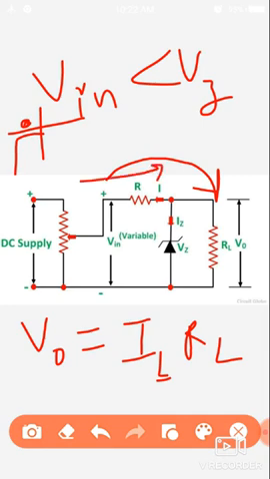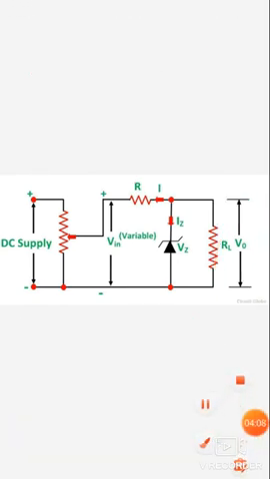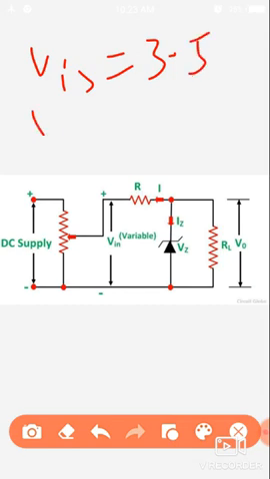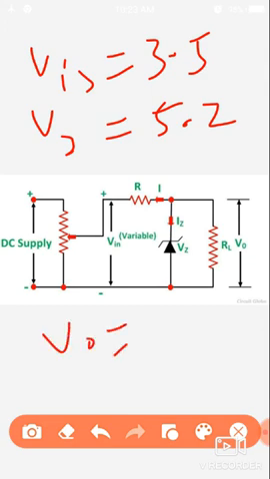So as we can see, the Zener diode gives a constant voltage V0, but this does not mean that, for example, if I apply Vin equal to 3.5 volt and the Zener voltage Vz equal to 5.2 volt, we will have the output V0 equal to Vz, because the Zener diode only drops the amount of excess voltage with respect to Vz; it never increases the voltage.